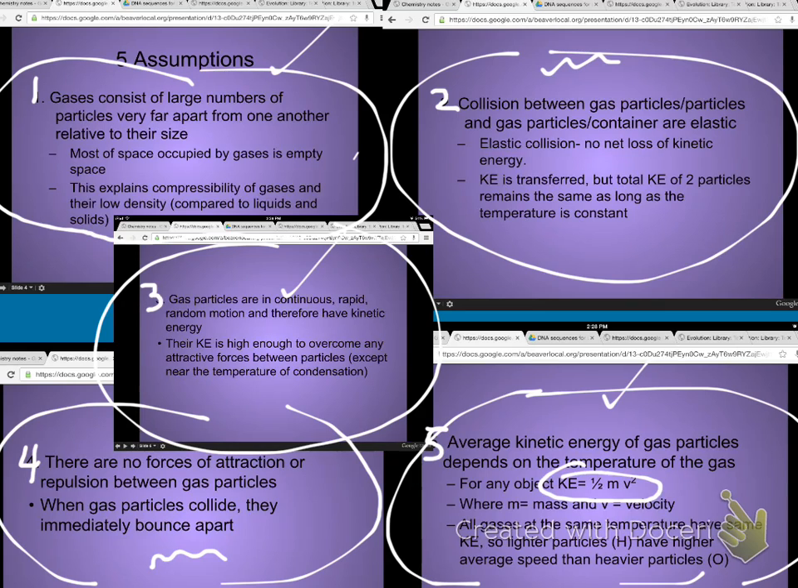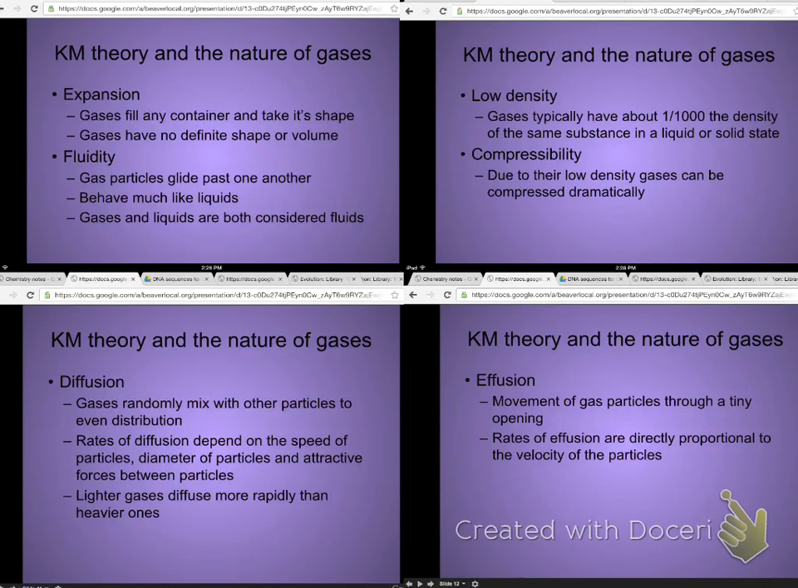Okay, so smaller, lighter particles at the same temperature move faster than heavier, larger particles. And that's true. That's not fudgy, that's not shaky ground at all. That's true. Okay, so that's our 5 assumptions. Questions, comments, concerns? The next 4 chunks of information.